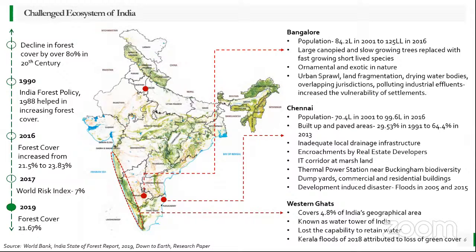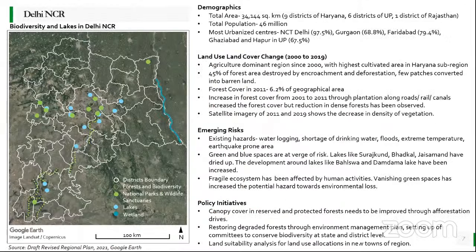Coming to the Delhi NCR region, Delhi NCR with 9 districts of Haryana, 6 districts of Uttar Pradesh, and 1 district of Rajasthan covers an area of 34,144 square kilometers. Delhi NCT, being the nodal metropolis and largest agglomeration at 29 million, has been projected to be the most populous in the world by 2028. You can see that Delhi is the most urbanized center at 97.5%, followed by Gurgaon, Faridabad, and Ghaziabad in the whole NCR region.